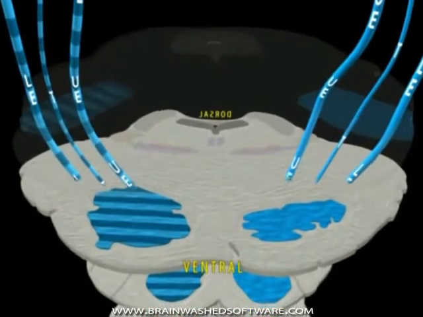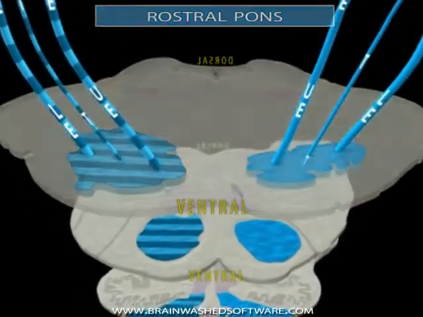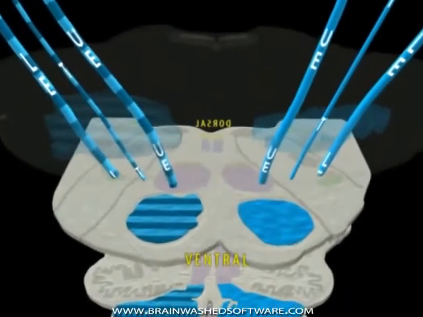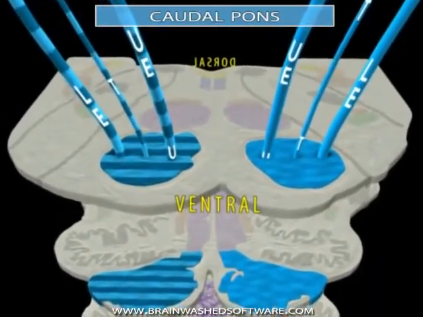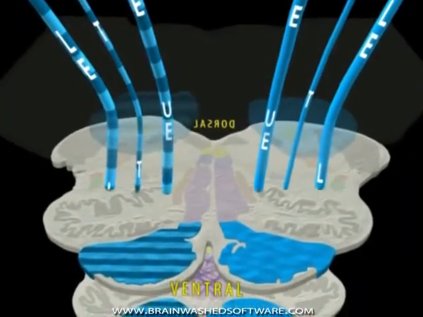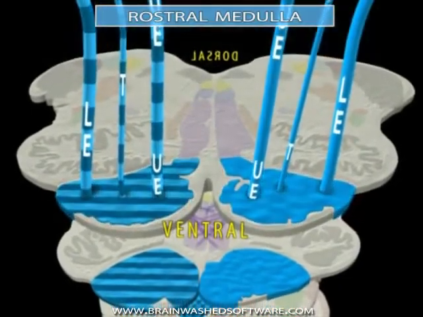As they pass through the base of the pons, the fiber bundles are separated by the many pontine nuclei and their projections to the cerebellum, the pontocerebellar fibers. Note that the position of these corticospinal fibers is ventral throughout their course through the brainstem.